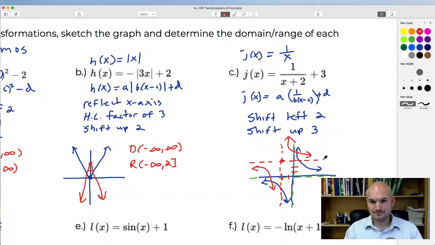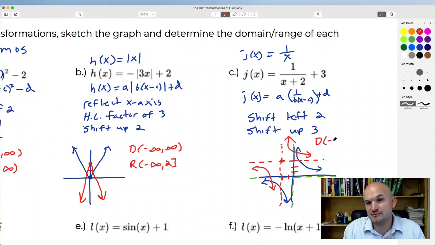But now you can see that the domain and range is a little bit different because remember this is not a continuous function, right? So the domain is only going to be for all values except for where the asymptotes occur. Well, you can see the vertical asymptote in this case occurs at -2. So it's going to be all real values except for -2.